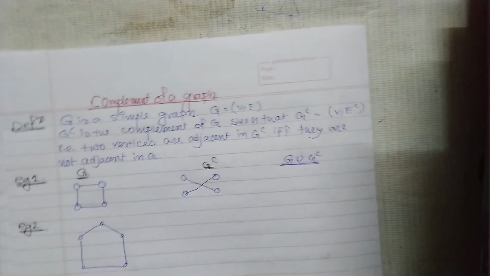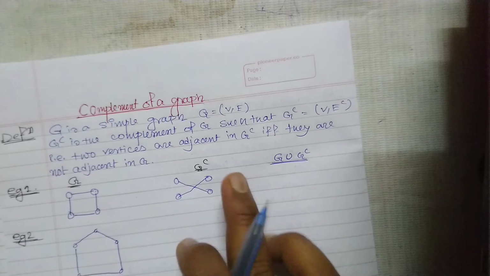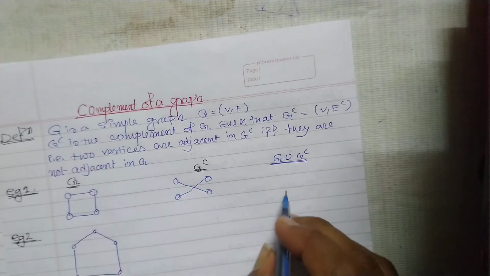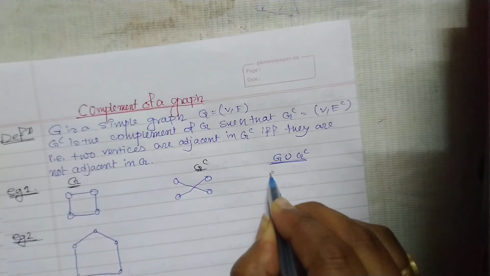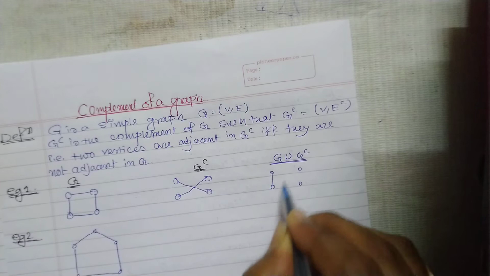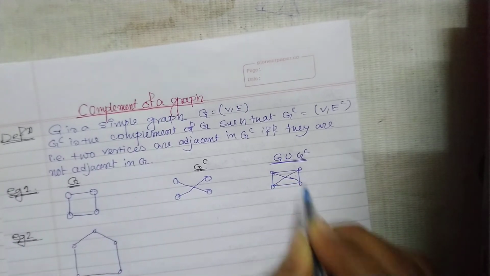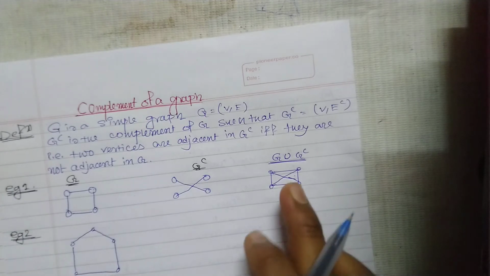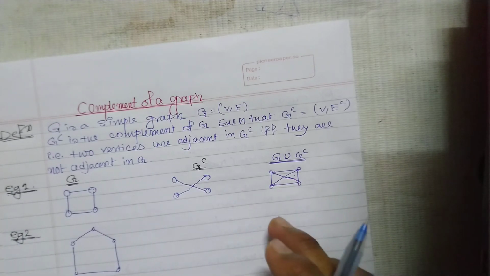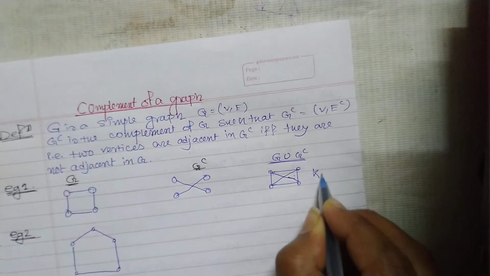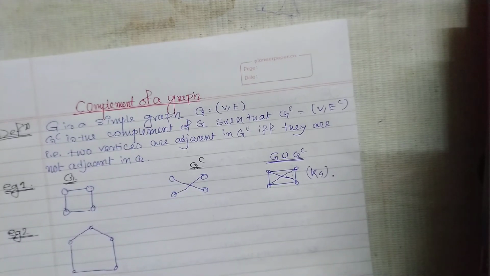Okay, so we have found G and G complement. Now our target is to find G union G complement. So how will the graph look? You can easily see that this is the thing. Now you can observe, this is a special type of graph that we have discussed. This is a complete graph of 4 vertices, or we can write this as K4. Okay, great.